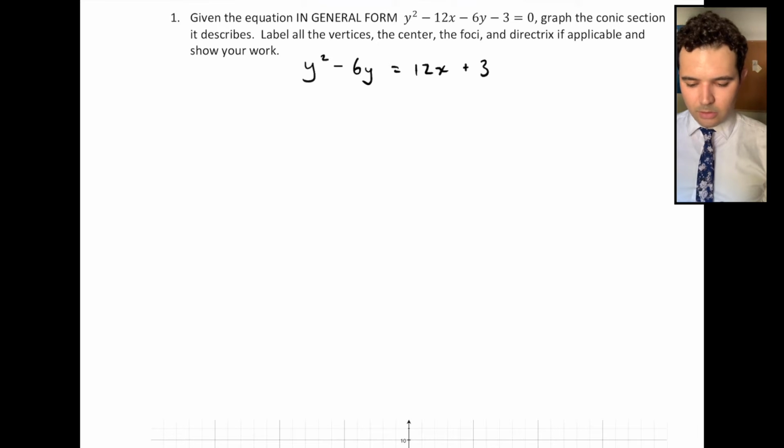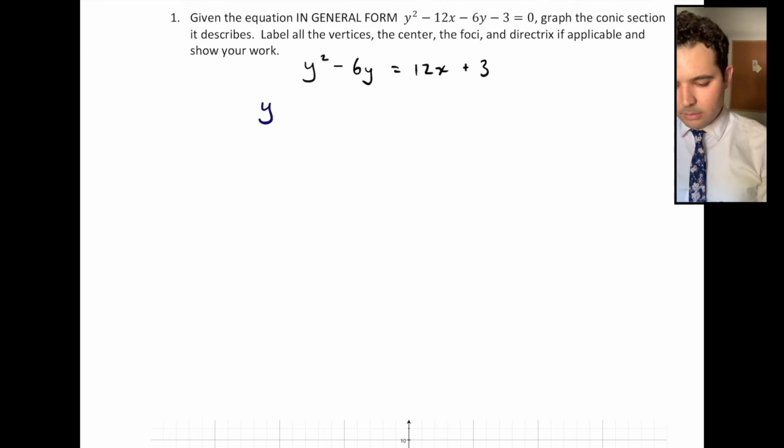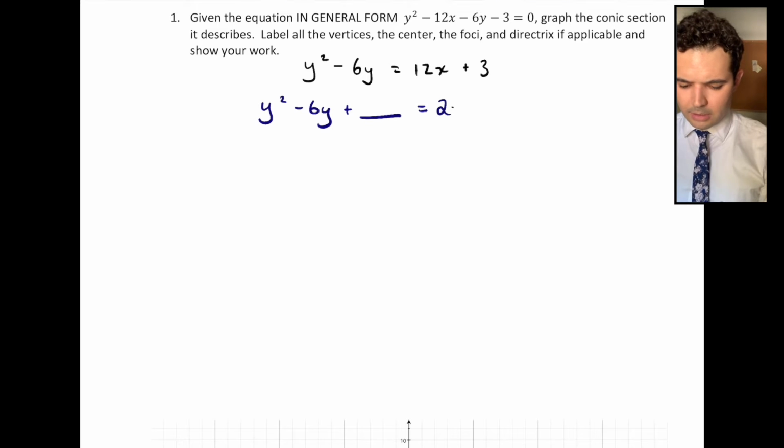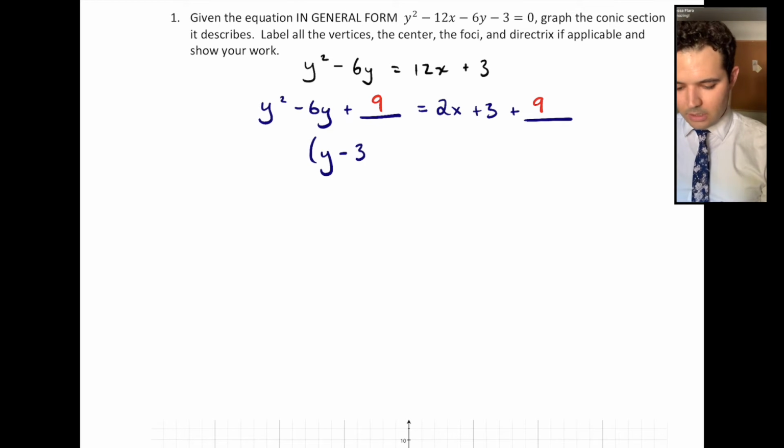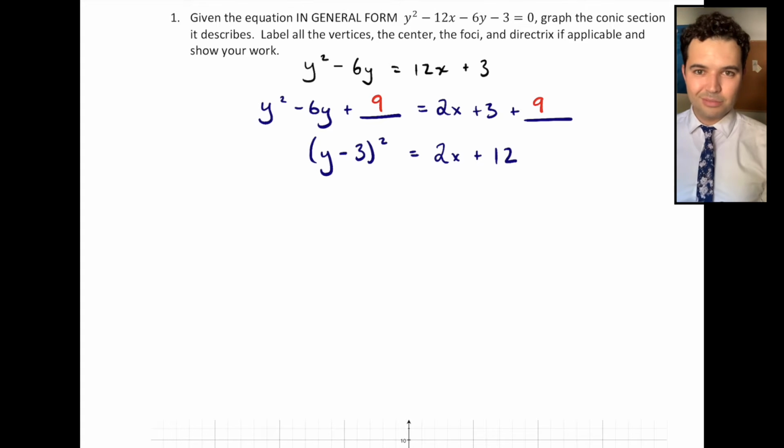So to do that, I'm going to try to complete the square for my y term. So I'm going to rewrite this as y squared minus 6y plus something is equal to 12x plus 3 plus that same thing. And knowing what I know about completing the square, and if you don't, check out the other video on this channel, this term right here should be half of that 6 squared, or 9. That gives me (y minus 3) squared is equal to 2x plus 12.